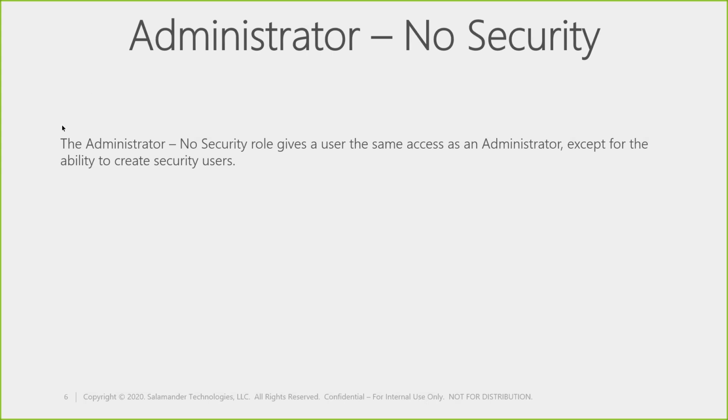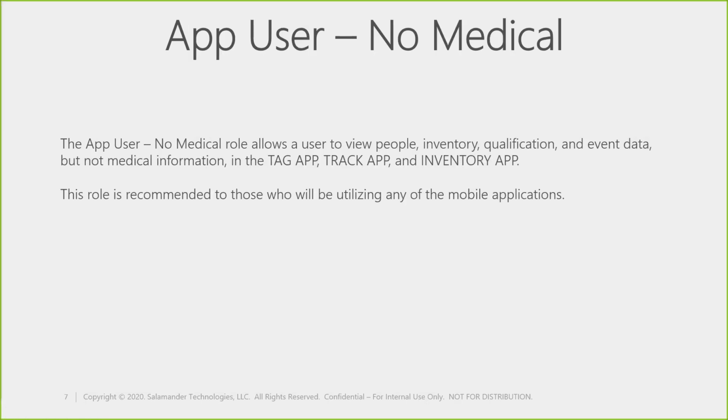All right, so this is the administrator no security. We just went through that. Next is the app user, no medical. So this role is recommended to those who will be utilizing any of the mobile applications, such as the Tag app, the Track app, and the Inventory app. It also allows a user to view people, equipment and inventory, qualifications, and event data within the apps.